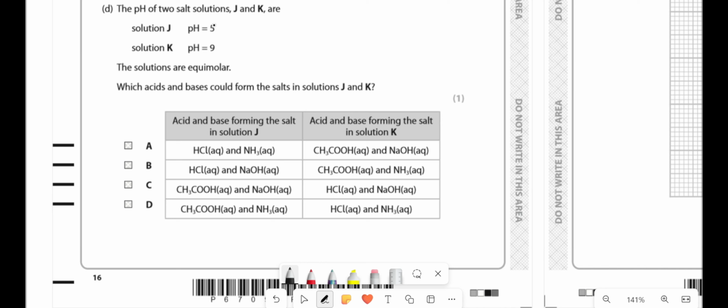So here, this is weakly acidic. So whatever we used as the acid has got to be a weak acid or a weak base. And then here, we can see it's weakly basic. So it's got to be a weak acid and a strong base. And that's pretty much it, to be honest, because it's kind of leaning more towards the 9s.